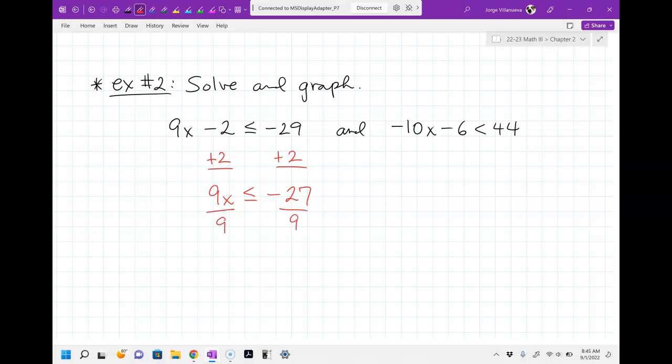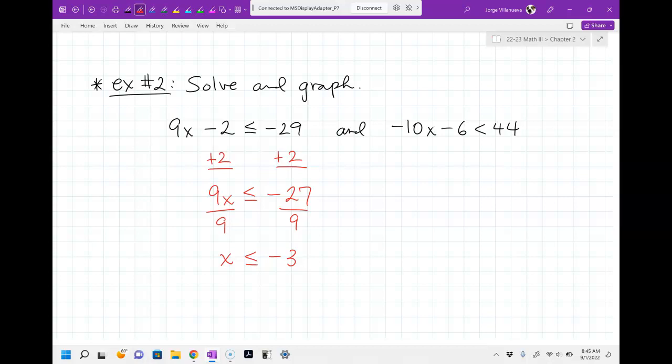Okay, notice I'm dividing by a positive number. No need to flip the inequalities or anything like that. So x is less than or equal to negative 3. Notice doing the work isn't much harder than anything you did yesterday. So it's not like, oh my gosh, this is so much more difficult. But now we're doing a little bit extra, right? We're doing 2 at once.